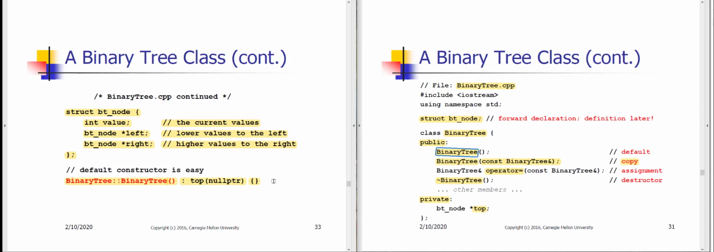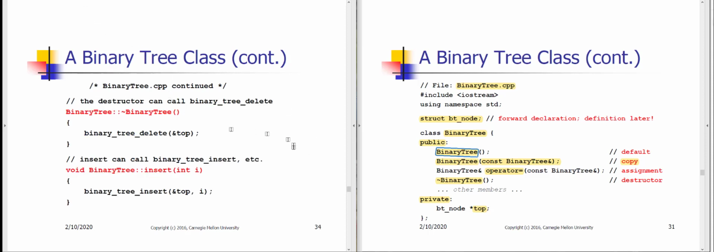Now, in real life, just so you know, I would define this on 3 lines in my code file. I would have the binary tree :: binary tree parentheses on a line, and then below that I would say : top null pointer, and then below that I would have my empty body of code. I've got it squeezed onto one line here simply because I'm running out of space on slide 33.